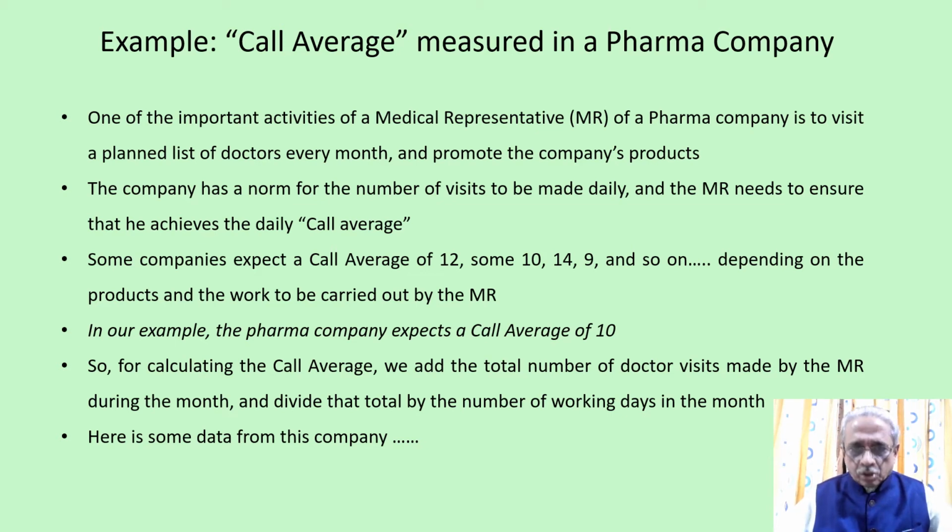The company has a norm for the number of visits to be made daily, and the MR needs to ensure that he achieves the daily call average. Some companies expect a call average of 12, some 10, 14, and so on, depending on the products and the work to be carried out by the MR. In our example, the pharma company expects a call average of 10. So for calculating the call average, we add the total number of doctor visits made by the MR during the month and divide that total by the number of working days in the month.